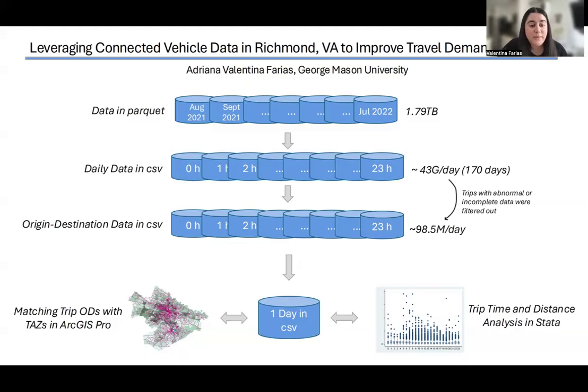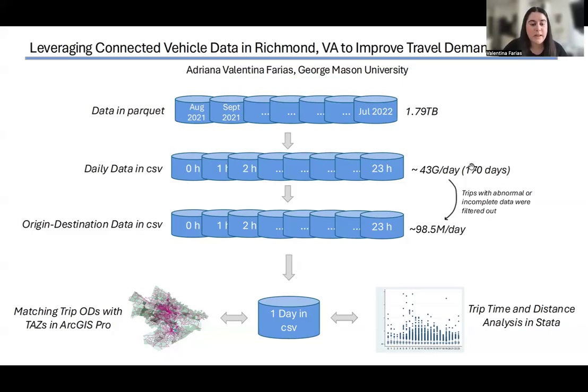We use 1.79 terabytes of connected vehicle data, which represents millions of trips across the Richmond metropolitan area. Each vehicle sends GPS signals every 3 seconds, and from these, we identify trip origins and destinations and link them to the traffic analysis zones used in planning models. The challenge, as shown here, is the size and the complexity of the data. Each day represents roughly 43 gigabytes of data for a period of 170 days. Once extracted, we identify origin-destination trips and analyze them in ArcGIS and Stata.